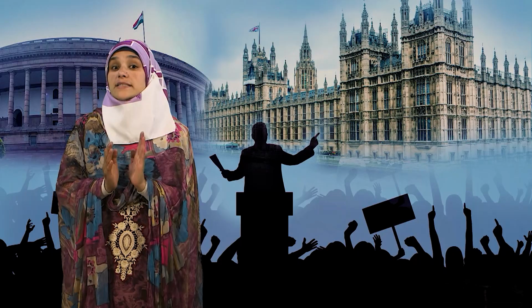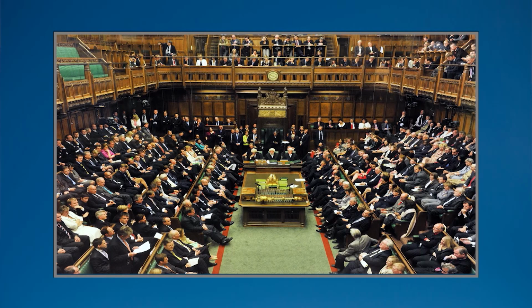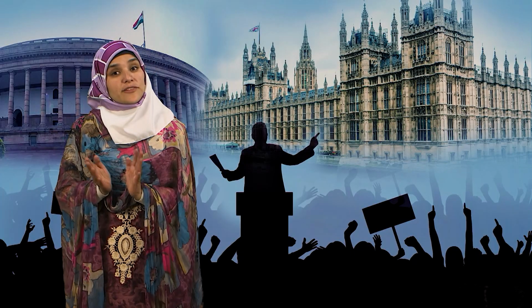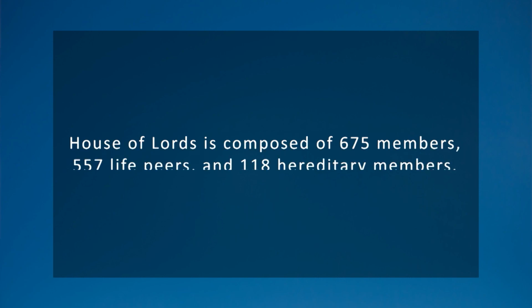There are 659 members of Parliament in the House of Commons elected by universal adult franchise. The House of Lords is composed of 675 members, 557 life peers and 118 hereditary members.